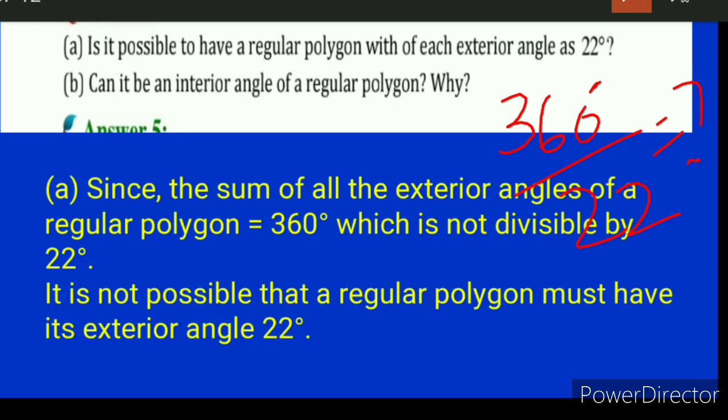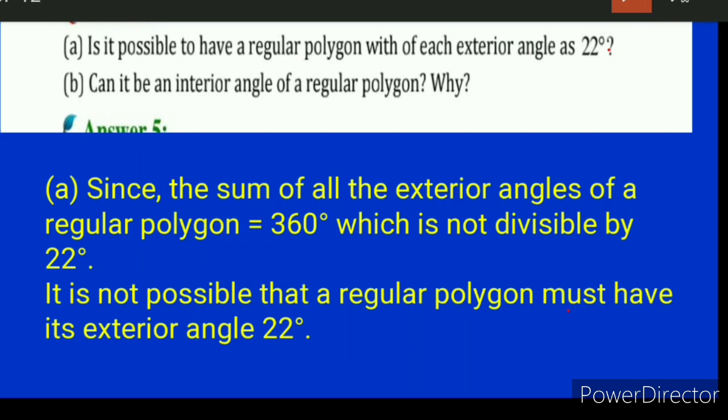If we divide 360 degree by 22, we will get a fraction or decimal number. We will not get a whole number. The number of sides should be a whole number. Is it, children? Yes, that's why it is not possible for a regular polygon to have its exterior angle 22 degree. Copy down this.